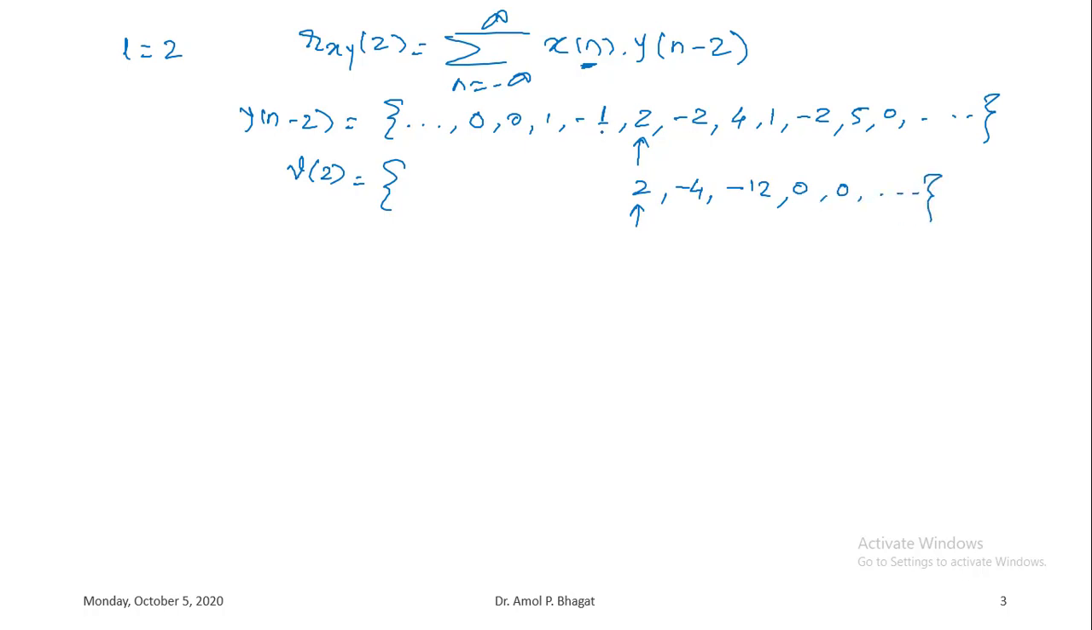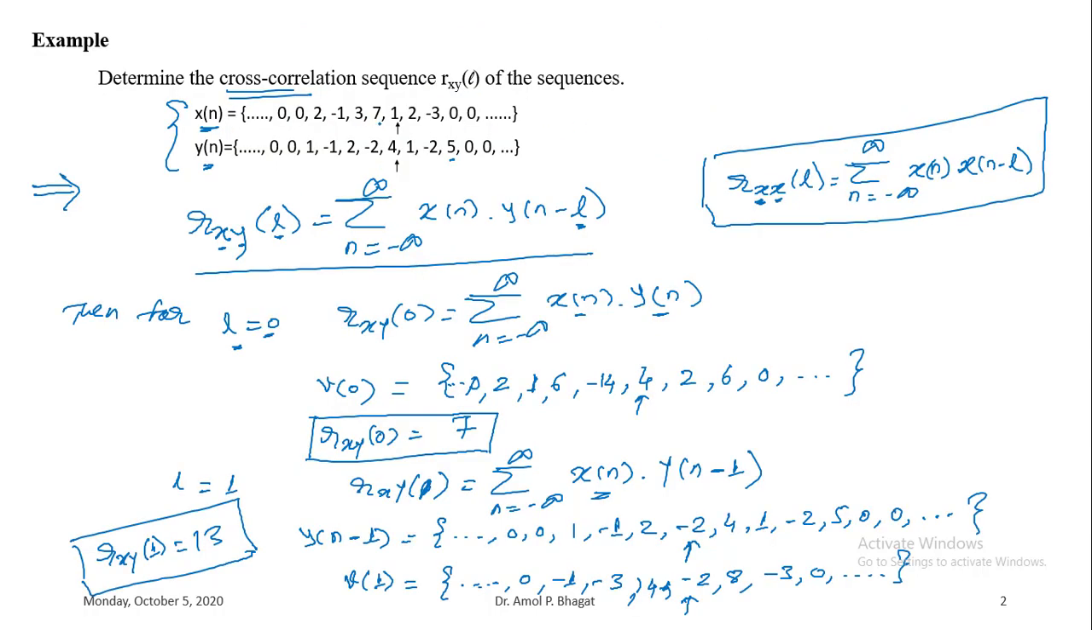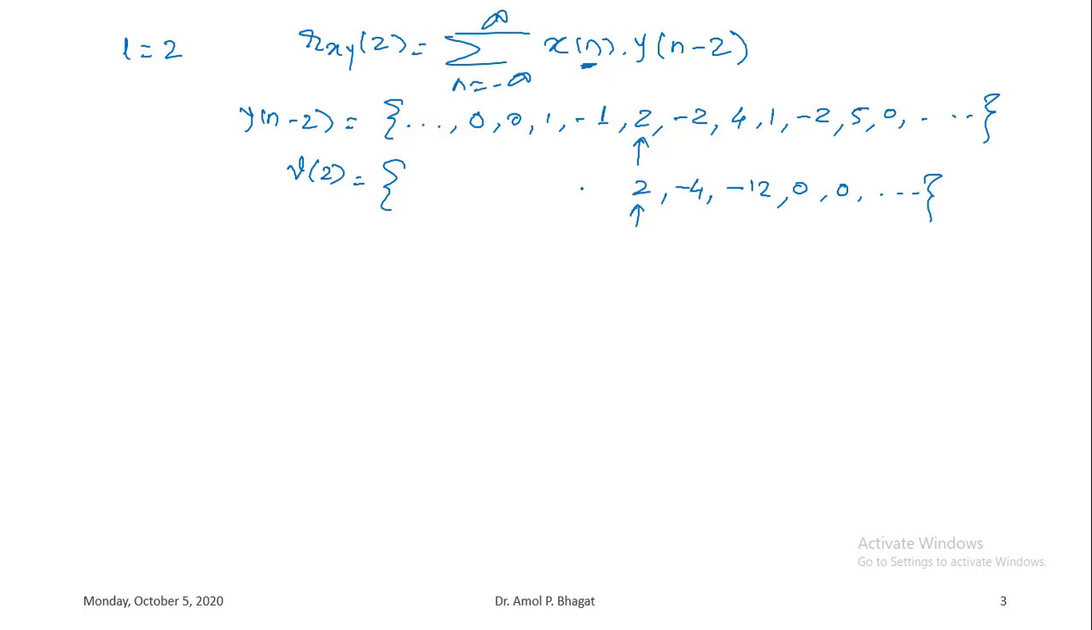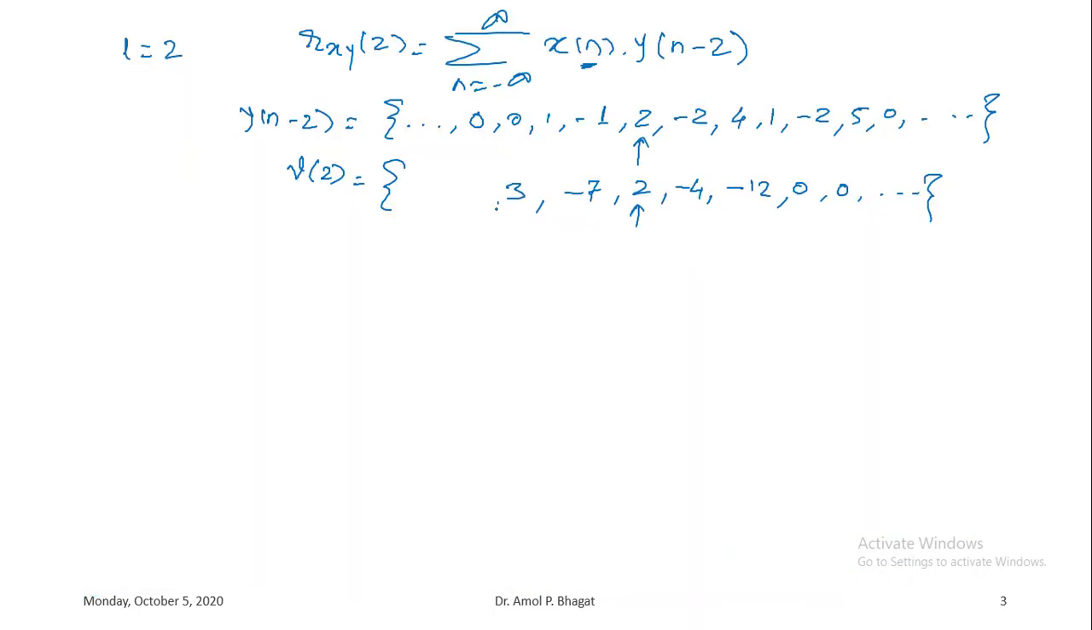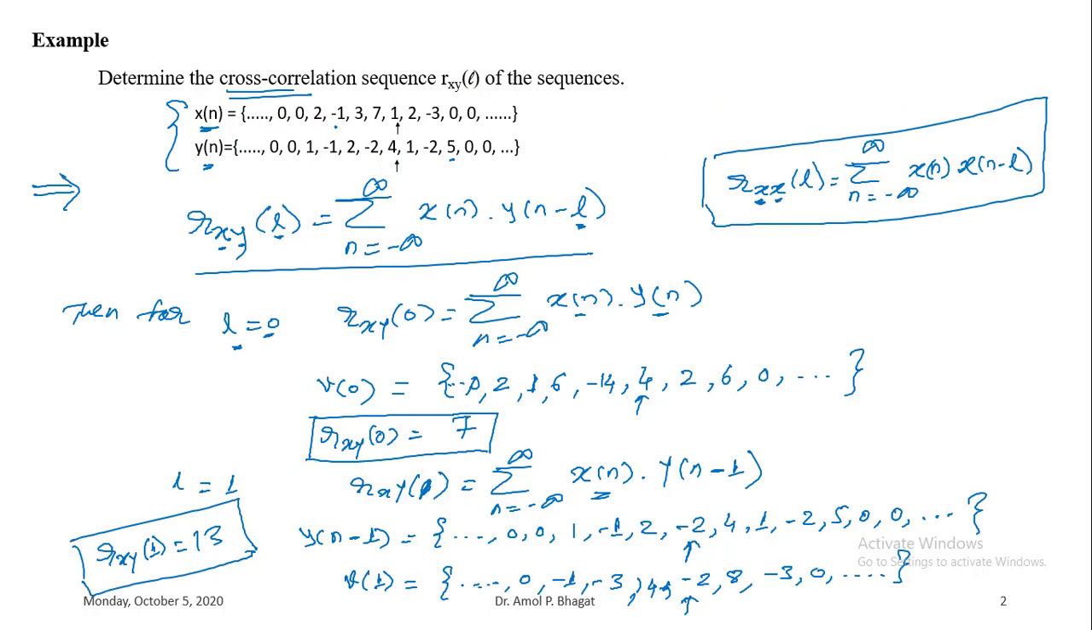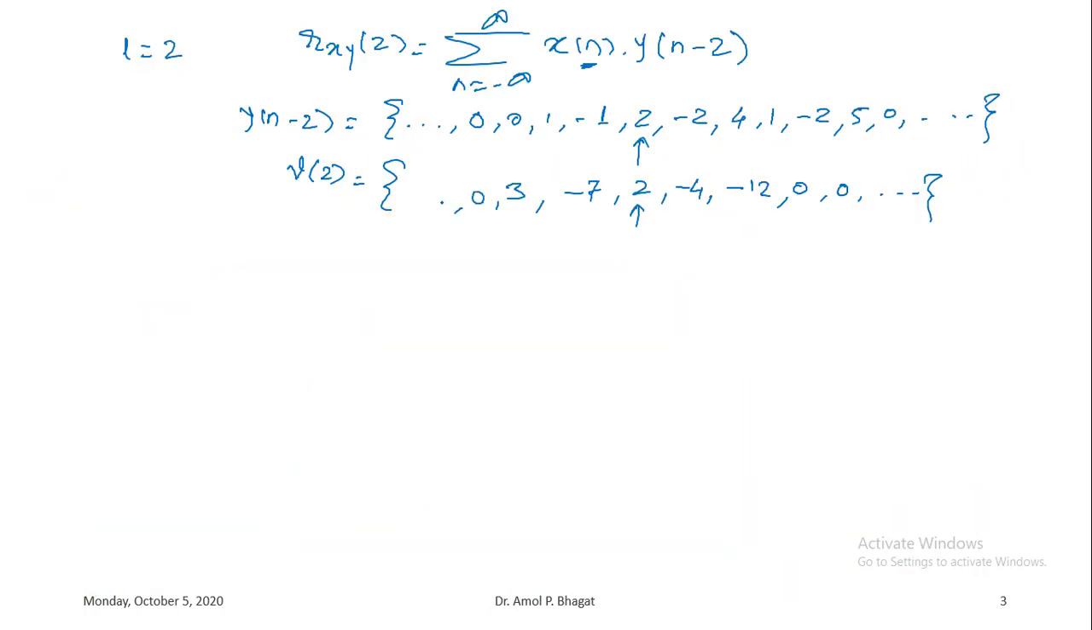at minus 1 it is minus 1 in y of n minus 2, right? So minus 1 gets multiplied with 7, so it will be minus 7, right? Then 1 gets multiplied with 3, so it will be 3. The remaining values in this case are 0, so irrespective of any value here, it will be 0 and so on. So again to get this Rxy of 2, you will be again adding these values.